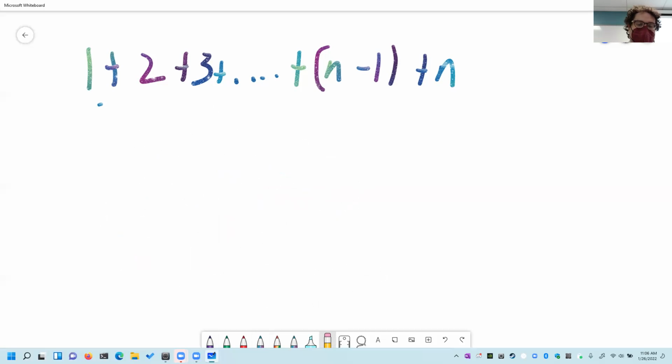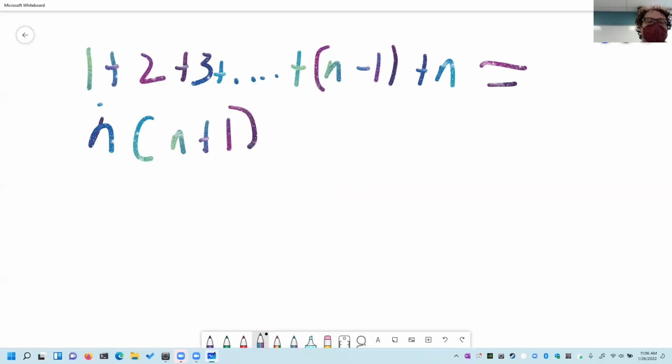Now, this has a resultant formula, which is n times n plus 1 over 2. We will see this formula again and again in the algorithms we write, or we'll find something similar to it.